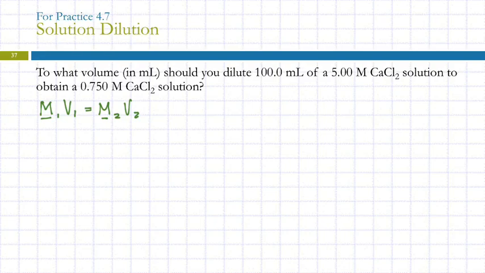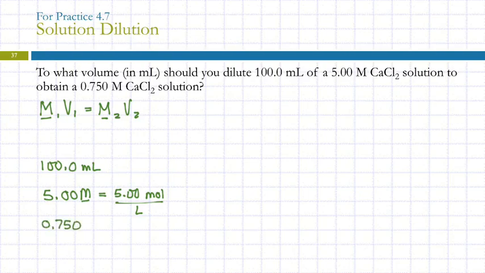Let's pull the numbers out, write them down, and identify what they are. So I've got 100 milliliters, and I've got 5.00 capital M. Let's write down what the capital M means. That means moles divided by liters. And then I've got 0.750 capital M. And again, let's express that as a vertical fraction.